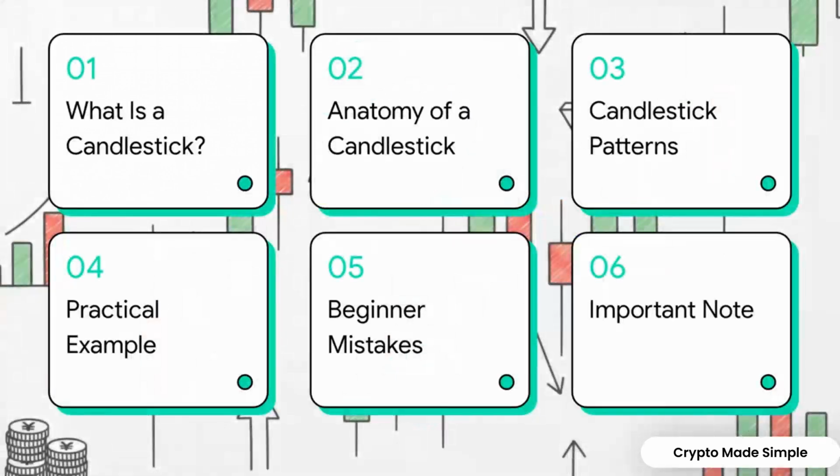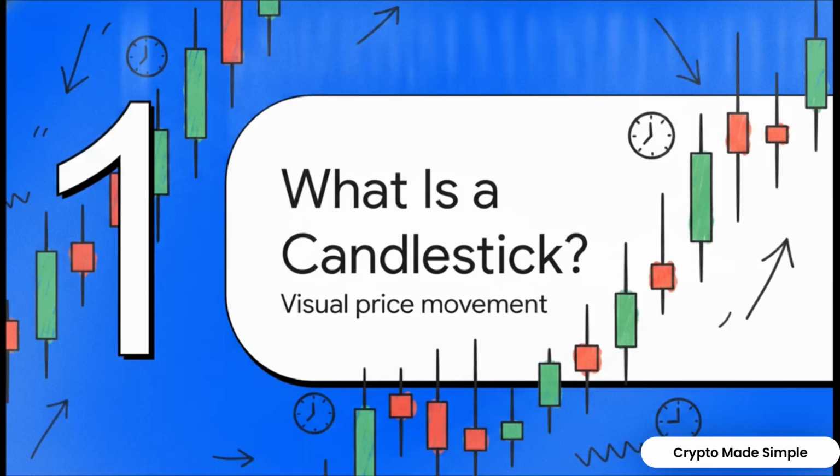So to make sure we keep this super structured today, here's our roadmap. 1. Demystifying the Japanese candlestick. 2. Anatomy of a candlestick. 3. Common candlestick patterns. 4. A practical reading example. 5. Avoiding common beginner mistakes. And 6. Important rules and a disclaimer. Let's jump right in.